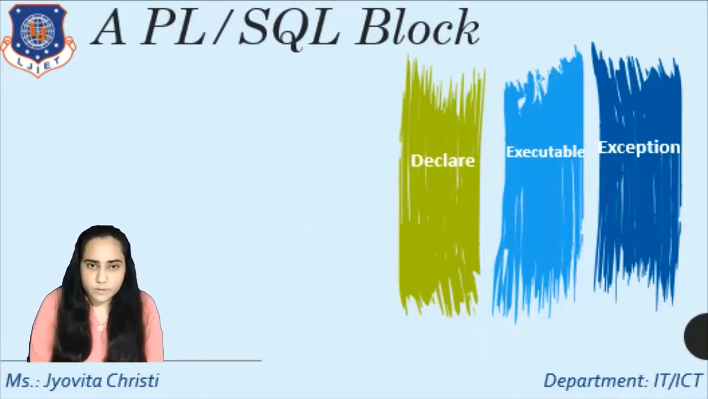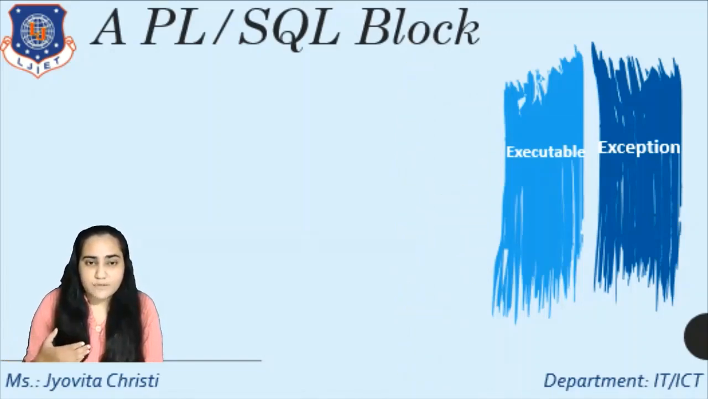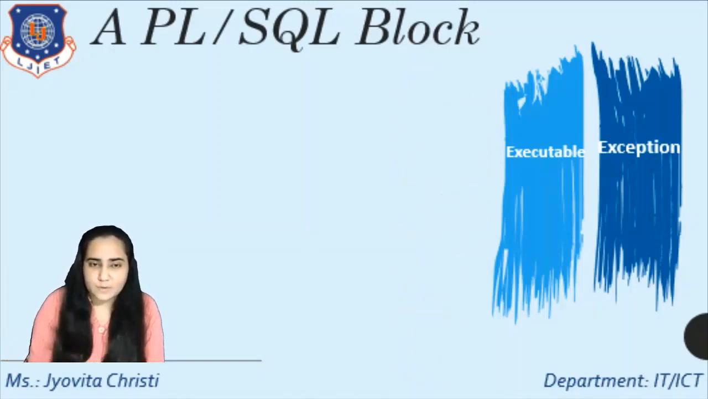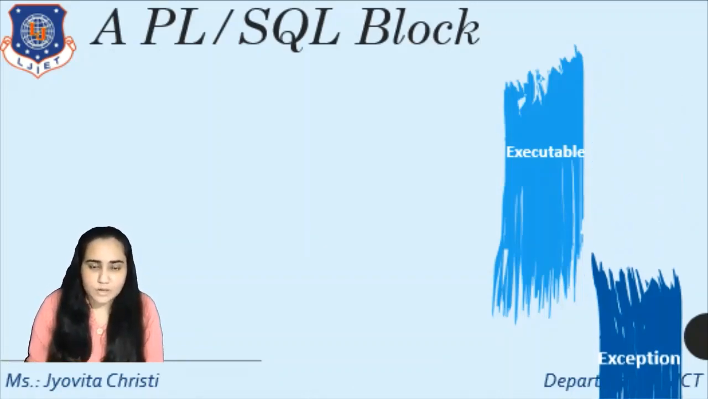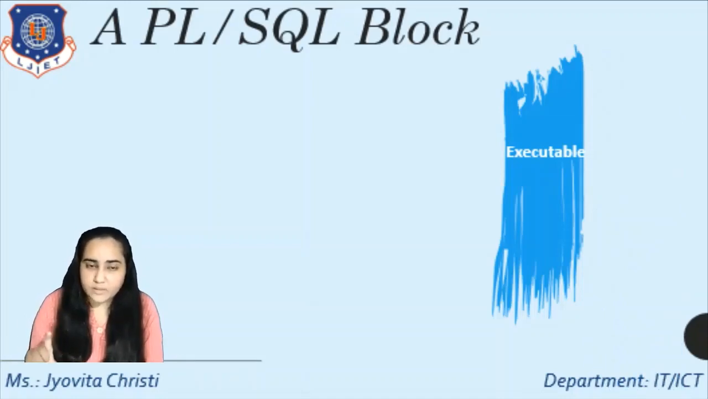Out of all these three blocks, the only block that is compulsory and necessary is the executable block. If you feel that you don't really want to declare any variables, then you can skip the declaration block. And if you feel that you don't want to handle any exceptions, you don't want to trap any errors, then you can just remove the exception handling block. The only block that you require is the execution block, the block that actually is going to perform your logic. That's the only one that's needed. Other things can be skipped.